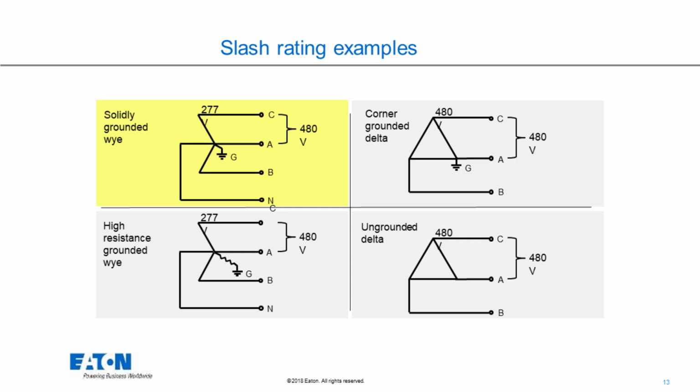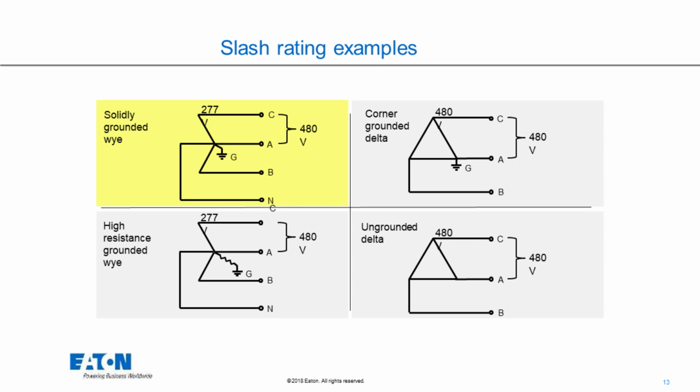On the high-resistance grounded Y, these systems are used in industrial plants where they have a continuous process and they don't want it interrupted by a ground fault. They want to wait until a convenient time, when the process is over, to clear a fault. So they have a resistor, shown here connected to the ground, to reduce fault current. They want to keep that fault current around 3 to 5 amps. Pretty much anything from 1 to 10 seems to be acceptable.